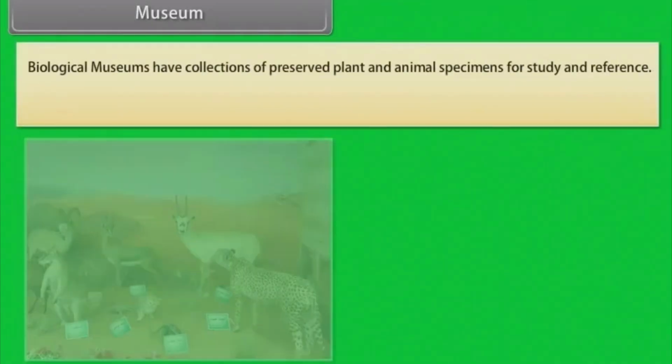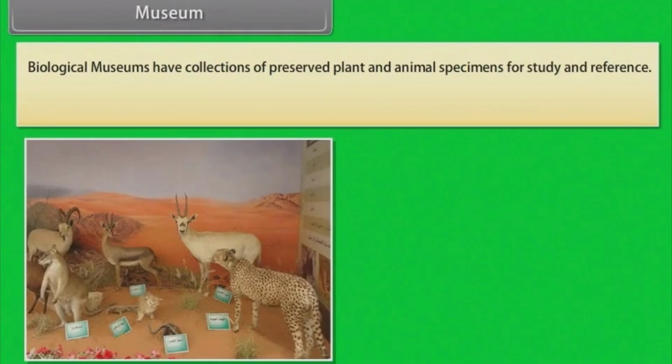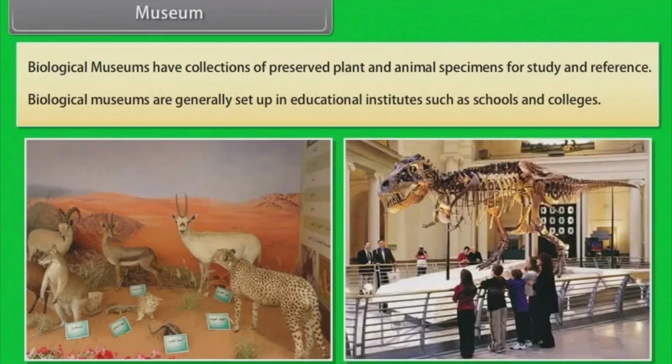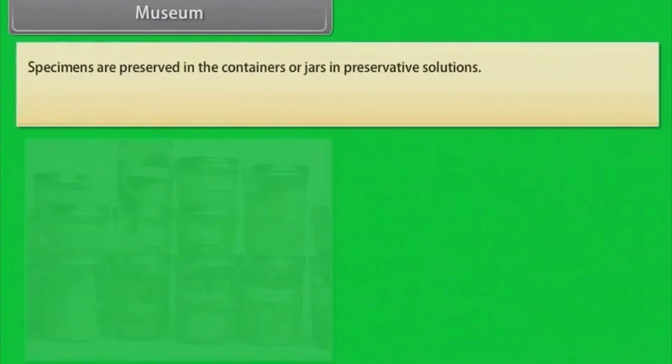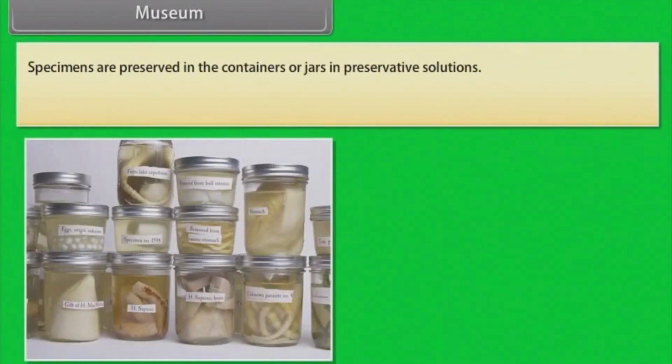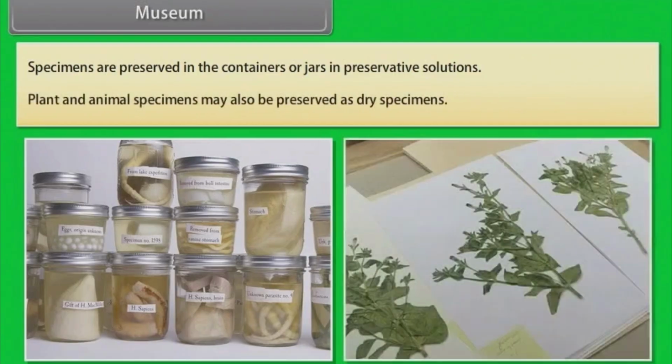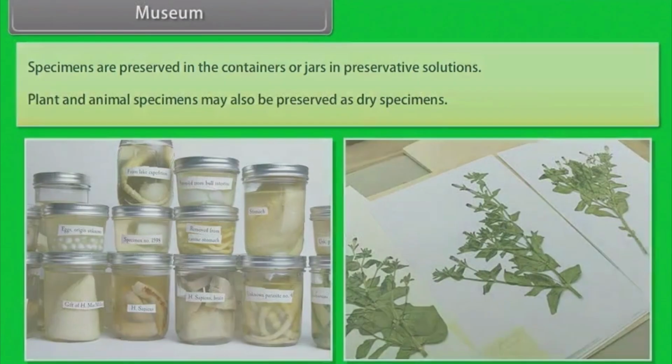Museum: Biological museums have collections of preserved plant and animal specimens for study and reference. Biological museums are generally set up in educational institutes such as schools and colleges. Specimens are preserved in containers or jars in preservative solutions. Plant and animal specimens may also be preserved as dry specimens.